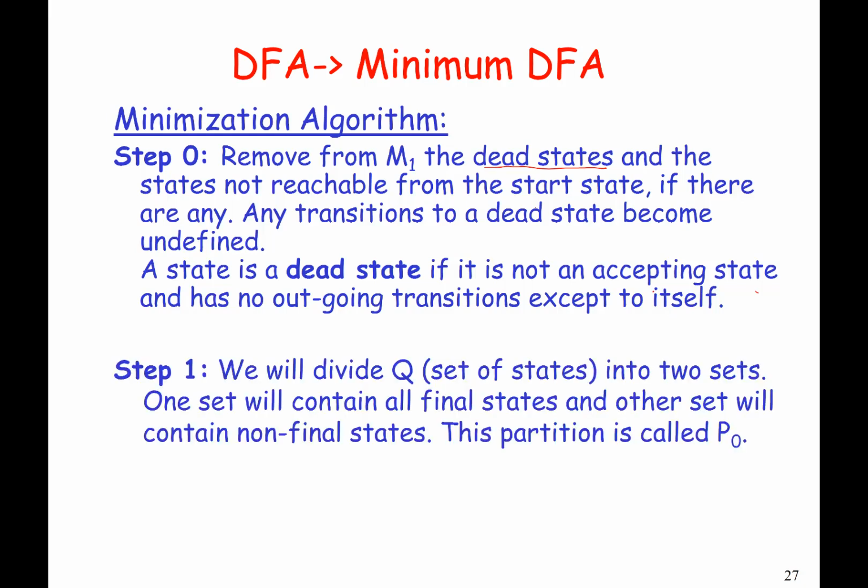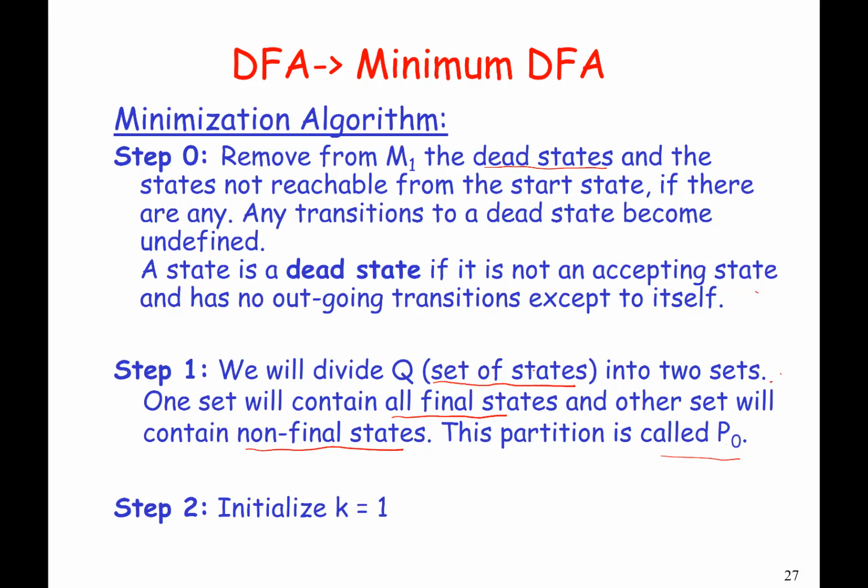And then divide the set of states Q into two sets: one set containing all the final states and the other set containing all the non-final states. So this is a partitioning technique. The initial partition is the set of all final states in one group and the set of all non-final states in a different group, and this is the partition P0. So P0 has two groups or two sets of the states of the DFA.